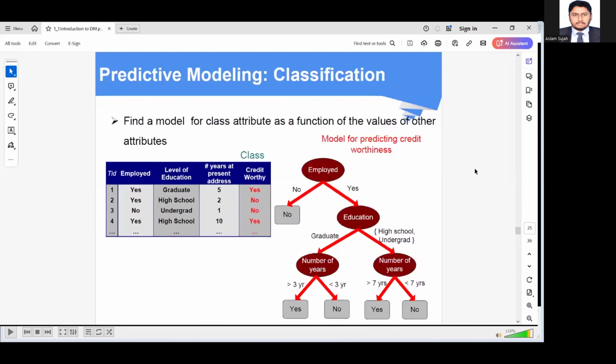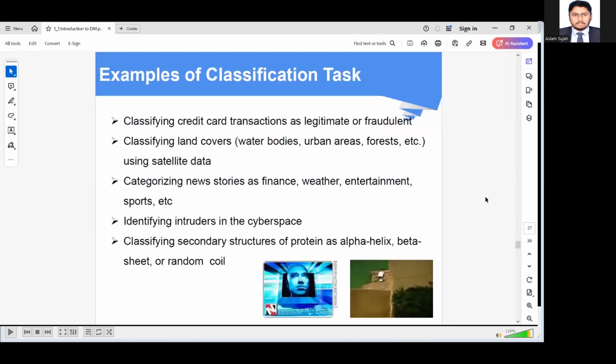Yeah, this is a practical thing, right? Mathematically, they will explain how we can do classification by using a decision tree. These are some of the example scenarios for classification.